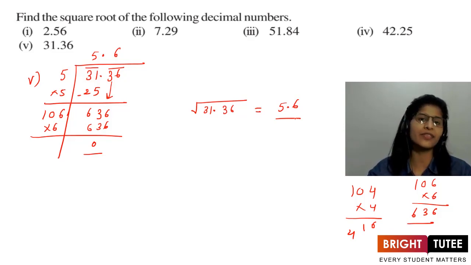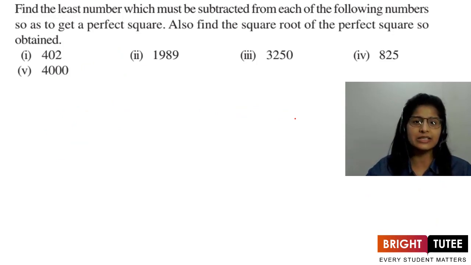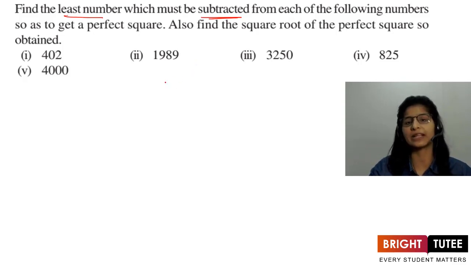Let's move ahead with different kinds of questions and apply the properties that we have learned so far. Here is another question. We have already discussed this kind of question, right? So let us again practice 5 or 6 questions on the same concept. It is asking for the least number that must be subtracted, right? In the subtraction case, I told you we have to just subtract the remainder that we get from our dividend. From each of the following numbers to get a perfect square. Also we have to find the square root of that particular square so obtained.